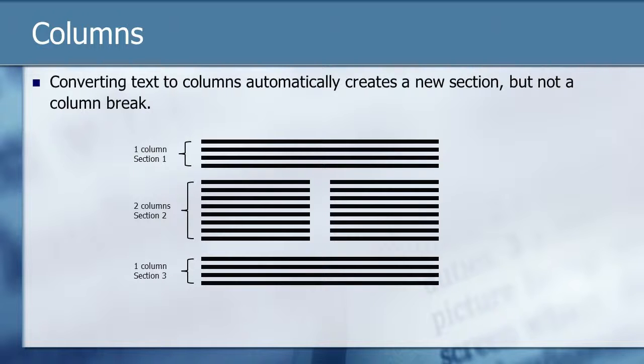If you select some text and convert it to columns, so you've gone maybe from one column to two columns for the text that you've highlighted, that will automatically create a new section, but it doesn't necessarily create a column break. In other words, it doesn't necessarily tell the word processing program where to switch to the top of the second column, and you may have to put that break in on your own.